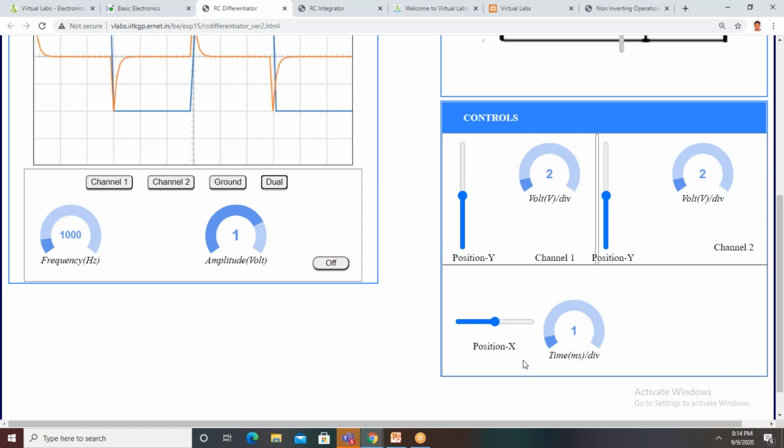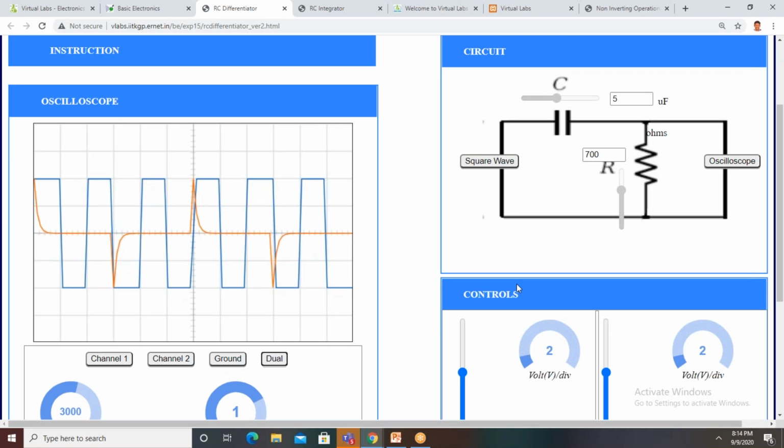Clear, sir? Yes, sir. So like that we can perform the RC low pass circuit and RC high pass circuit.